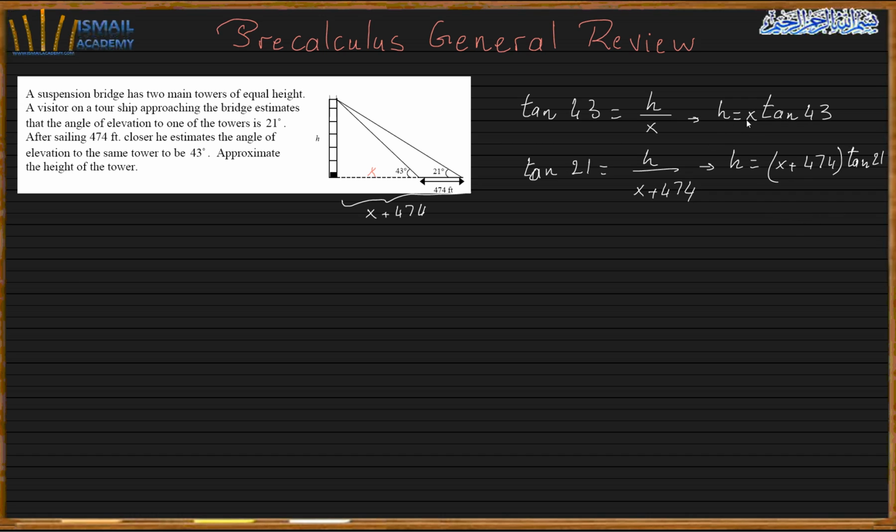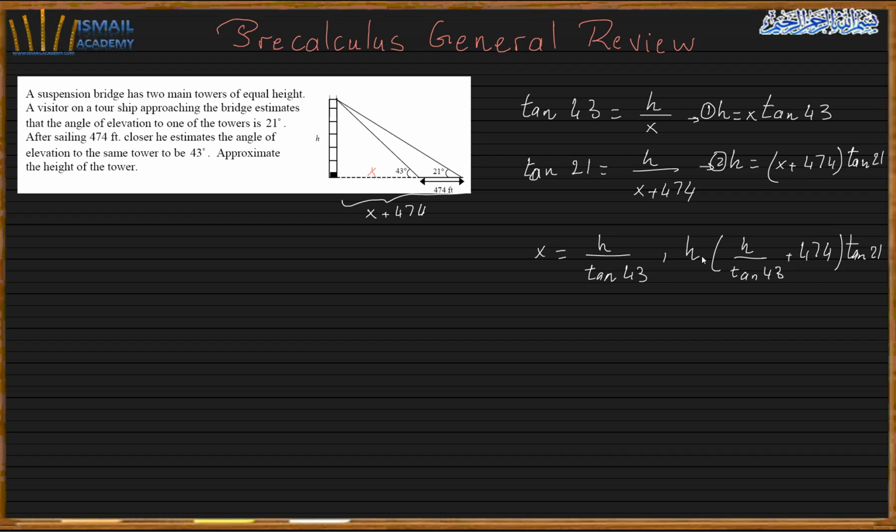I'm looking for h, not for x, so I need to solve for x in terms of h. As you see, we have a system of equations with unknowns h and x, but I need to solve for h. I don't need to look for x, so I'm going to substitute. Using the first equation, x will be equal to h over tangent 43. I substitute this x into the second equation, so h will be (h over tangent 43 plus 474) times tangent 21.